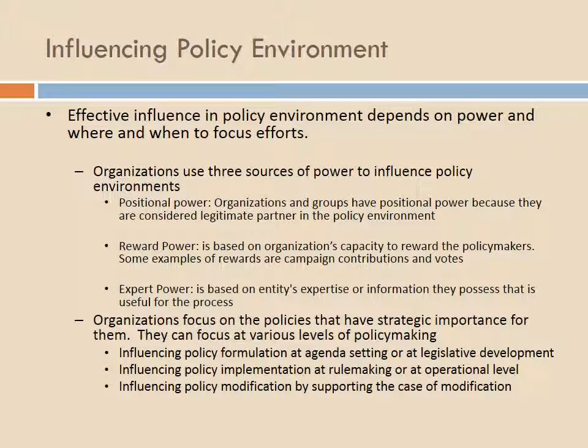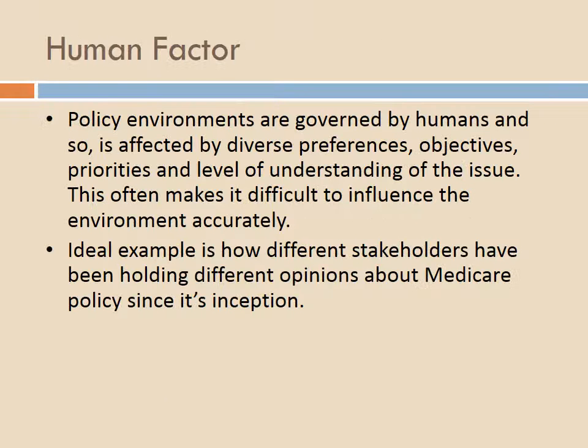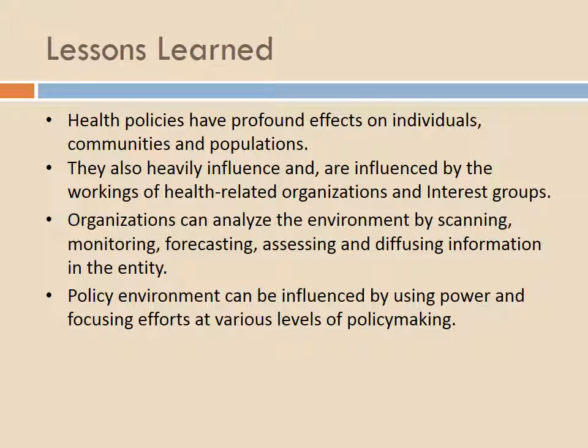Organizations focus on policies that have strategic importance for them, and they focus at various levels of policy making: influencing policy formulation, influencing policy implementation, and influencing policy modification. Policy environments are governed by humans, and so they are affected by diverse preferences, objectives, priorities, and levels of understanding. This often makes it difficult to influence the environment accurately. An ideal example is how different stakeholders have been holding different opinions about Medicare policy since its inception. This brings me to the end of the chapter and a few summarized points.